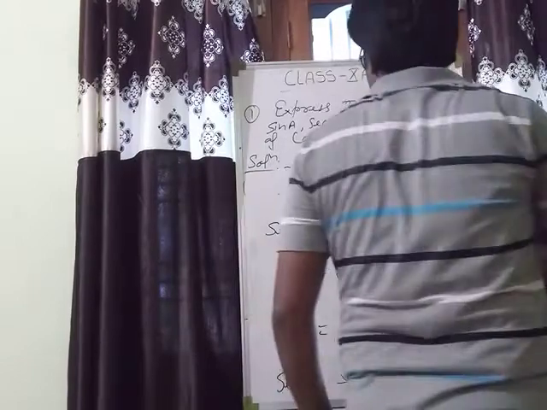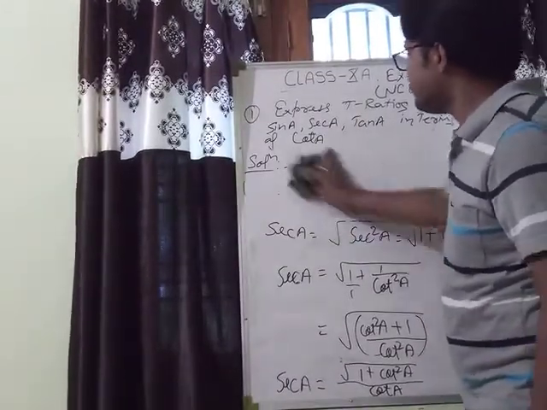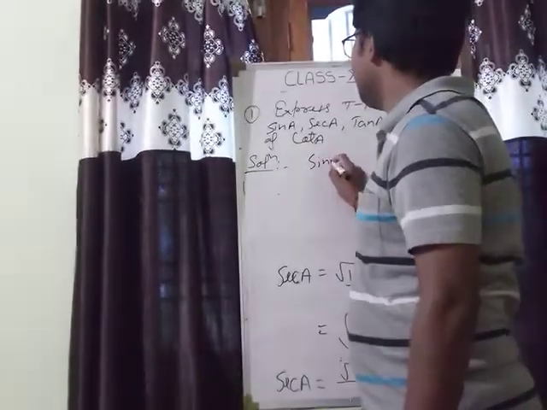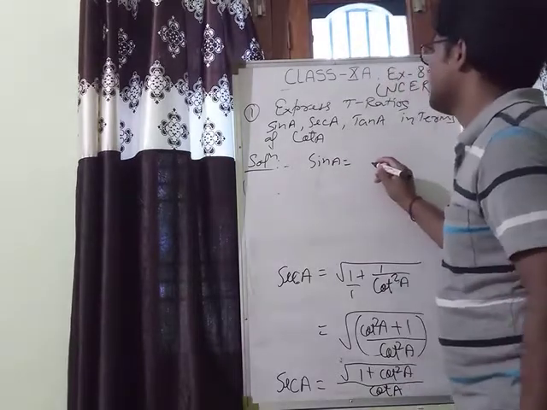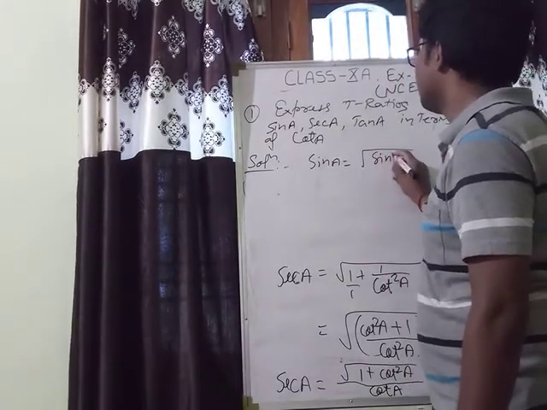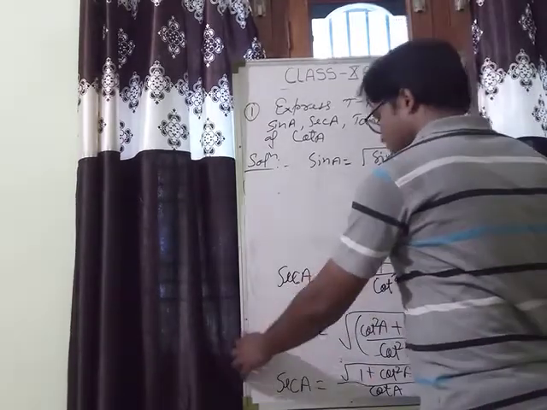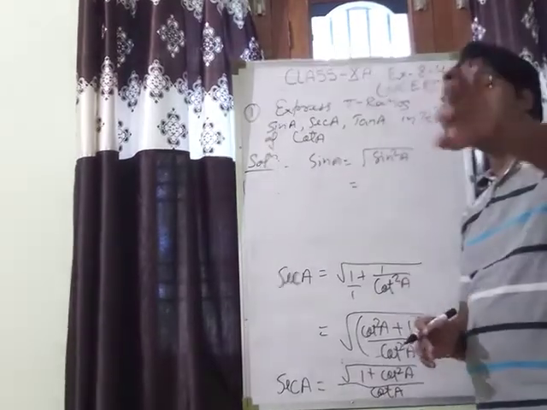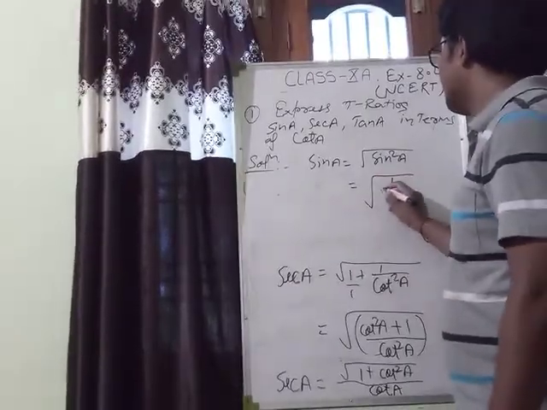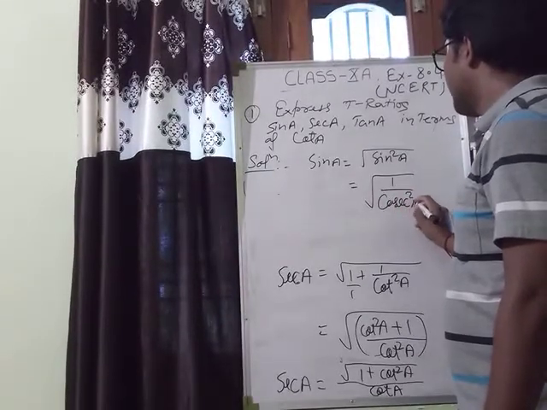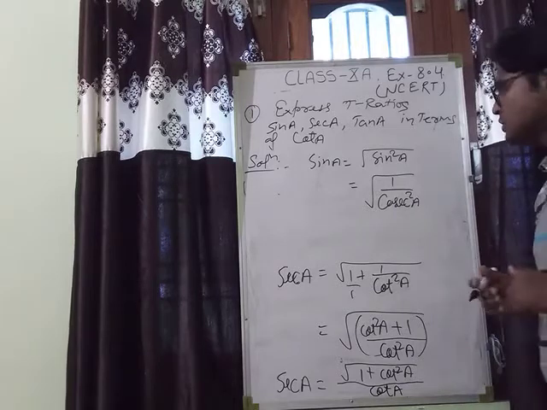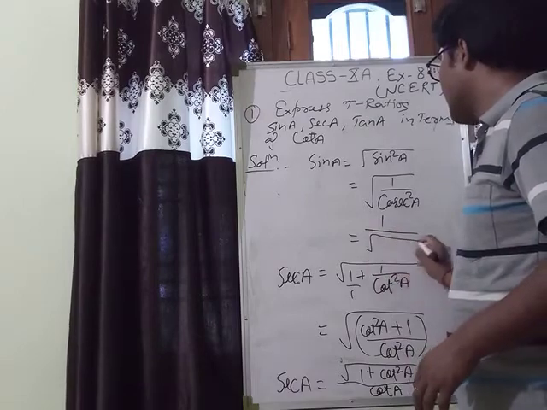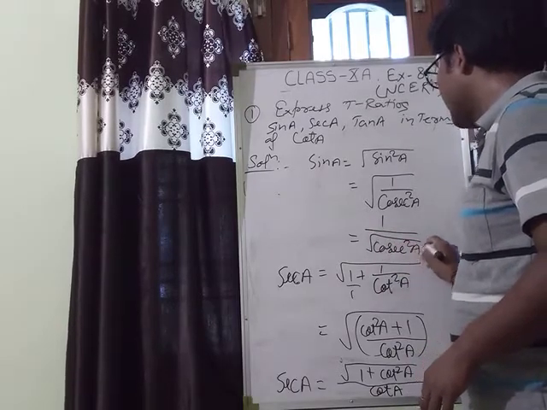So pause the video and note this down, everyone, it is very important for you. Now I am going to express sin A. See, this sin A can be written as root sin square A, and we know that sin theta is equal to 1 by cosec theta. So sin square A is equal to 1 upon cosec square A. That can be written as root of 1, which is 1, upon square root of cosec square A. Okay?